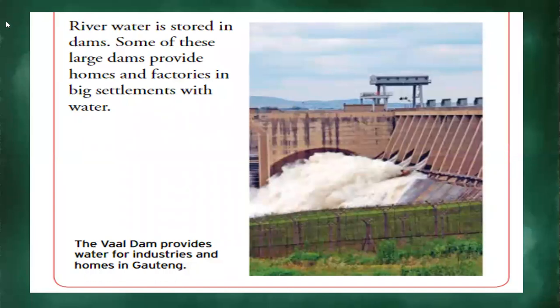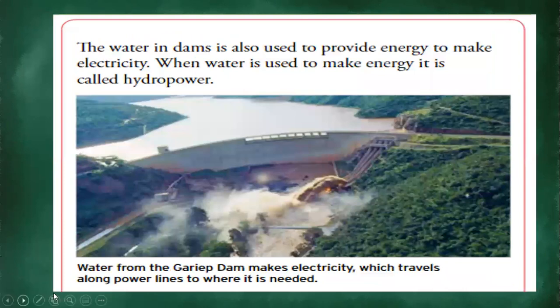Yes, thank you, my boy. Tafiga, you will read the third slide. So river water is stored in dams, as you can see here. Some of these large dams provide homes and factories in big settlements with water. The Vaal Dam provides water for industries and homes in Gauteng. So it provides us with water so that we can get enough water.